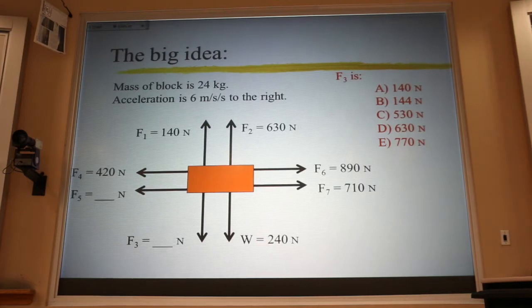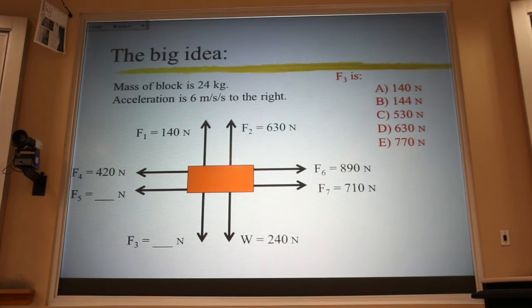Every time I draw a free body diagram, I get to write Newton's second law twice. Once in the y direction, and once in the x direction. Now, since I'm looking for F3, I'm interested in the y direction. And in the y direction, there's no acceleration. Now, this is the part that some of you are missing: how to use this equation.